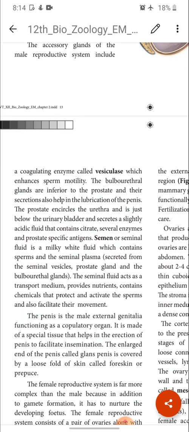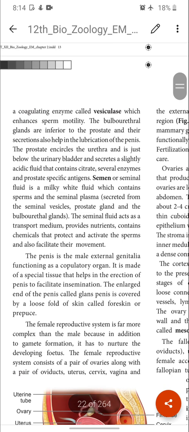Semen. And next one is the seminal fluid acts as a transport medium, provides nutrient, contains chemicals that protect and activate the sperm and also facilitate their movement. Okay, what is the function of seminal fluid? It's a transport medium. Of course, this is a fluid medium in which sperms are swimming actively and which transports the sperm to the female reproductive tract. So hence it is called a transport medium.